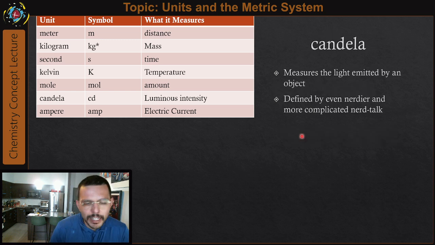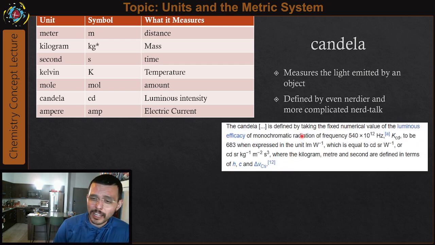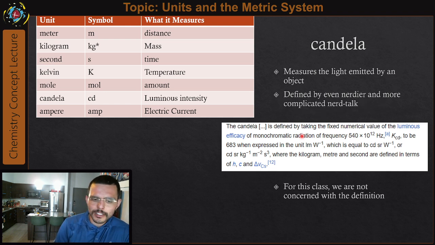Candela. Candela measures the light emitted by an object. So if you look back there, I have 2 lights. I can measure the brightness of them using candela. The definition is even nerdier and more complicated than everything else before. Again, I will not be reading it because we don't need to. For this class, we are not concerned with the definition. I just need you to understand that when I'm talking about candela, I'm measuring luminous intensity.